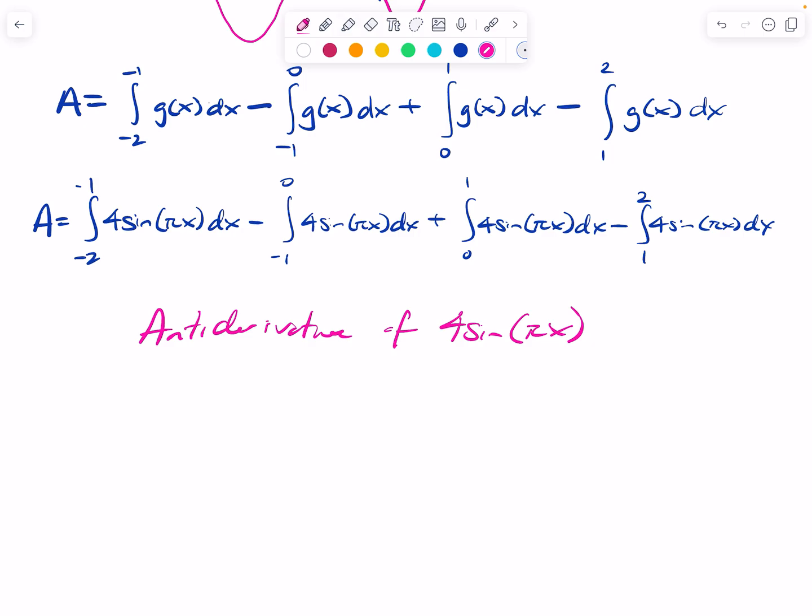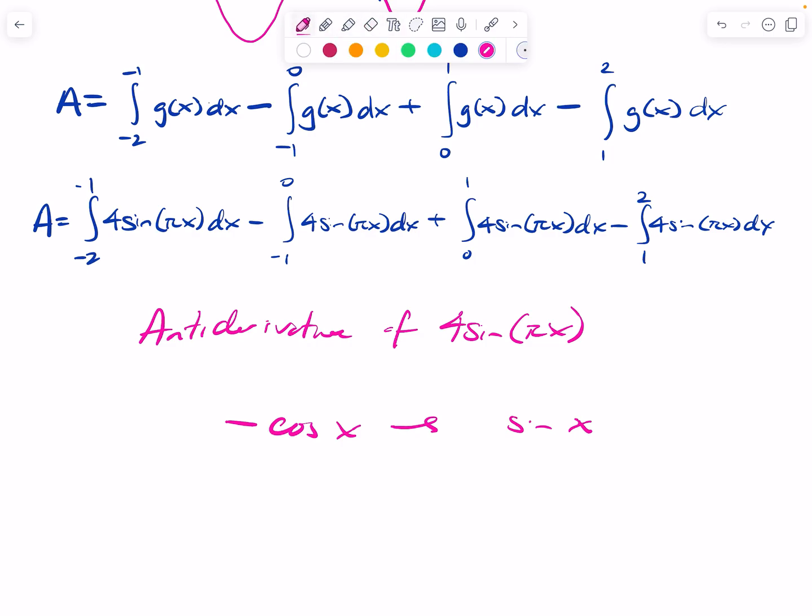We know if we took the derivative of cos x, we would get negative sine of x. So that kind of gets us on a track. If we take the derivative of negative cos x, we're going to get positive sine x. Okay, it's a little bit closer.